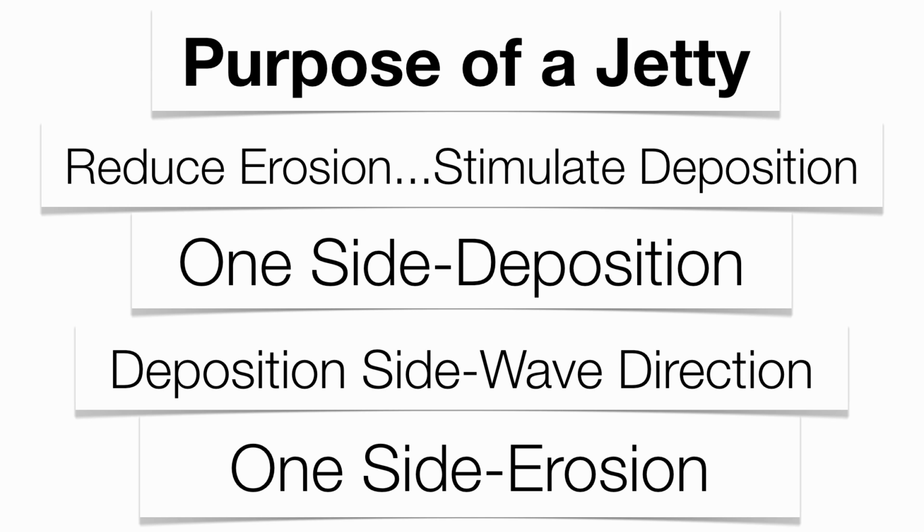So if you're looking at a jetty and the left side is built up more than the right side, the waves are coming in from the left. If the right side is built up more than the left, then your right side is going to be the area in which the waves are coming in from.